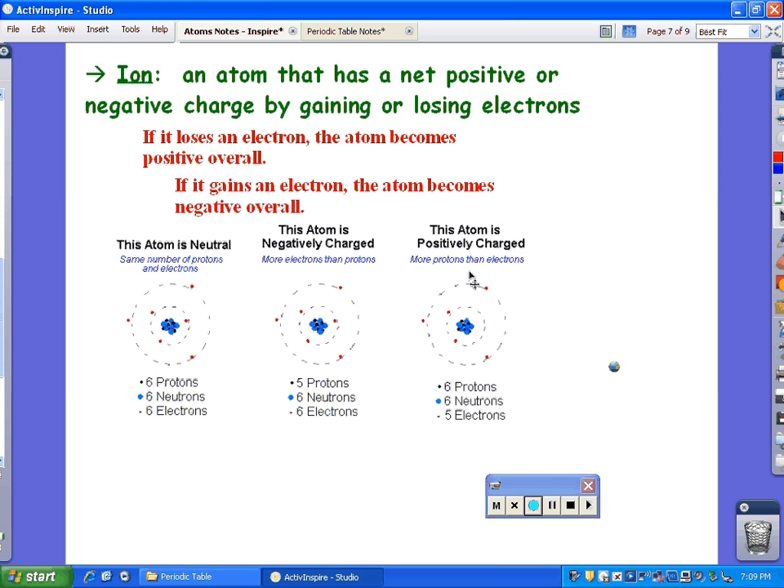Inversely, if you have more protons than electrons, then the atom is positively charged. So you can see that it has 6 protons, and then you see it has 5 electrons. So this has more positives than it does negatives, so it's overall what's called a positive ion.